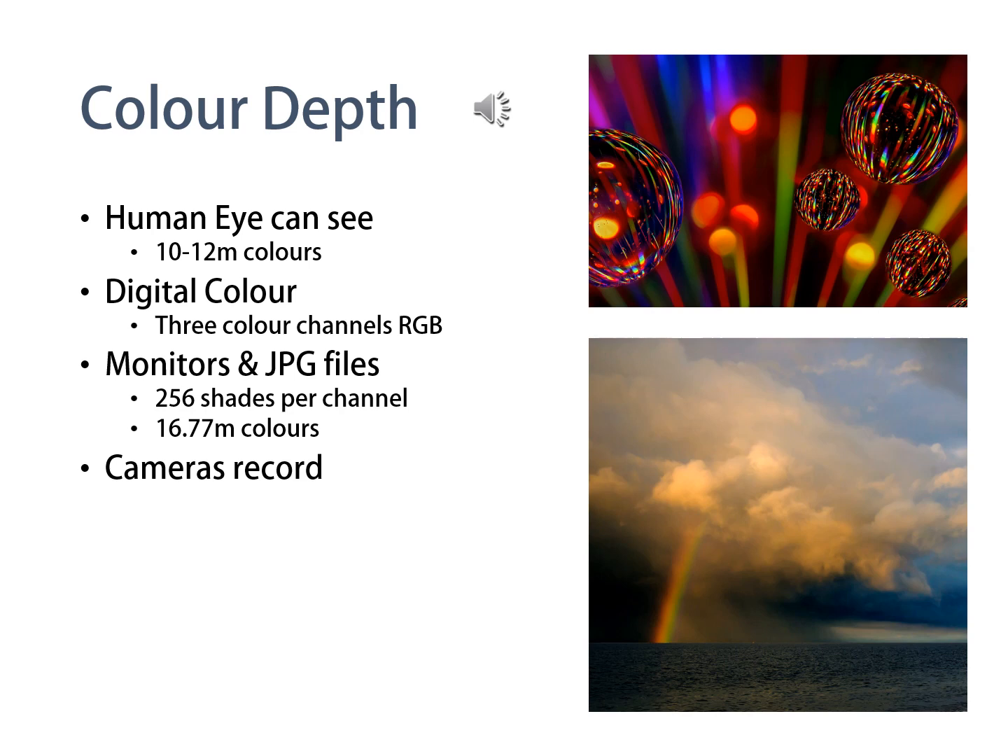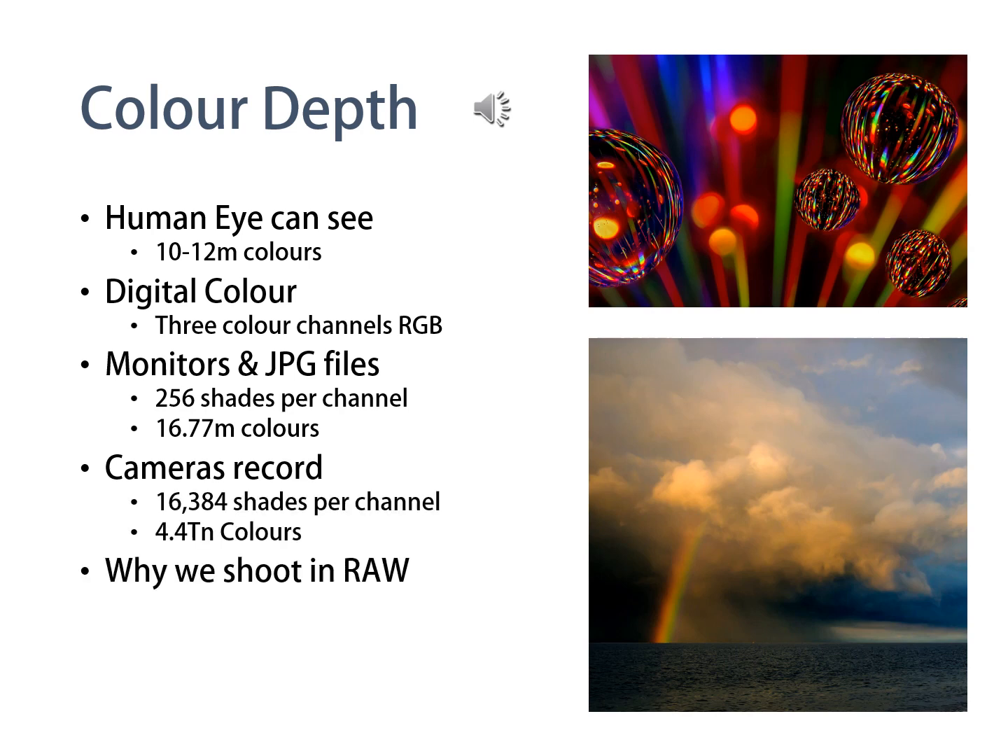Cameras usually have a bit depth of 14 bits. This is around 16,000 shades per channel or 4.4 trillion colours. So why do we shoot in RAW? Well, we get better colour accuracy, which we'll explain later, and more adjustability in software.